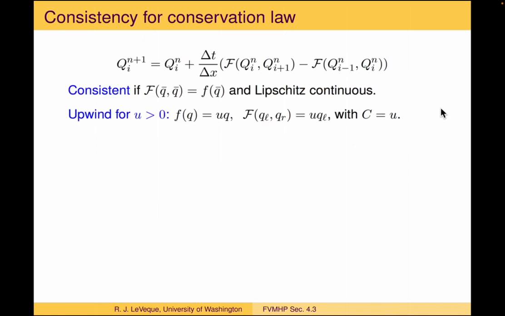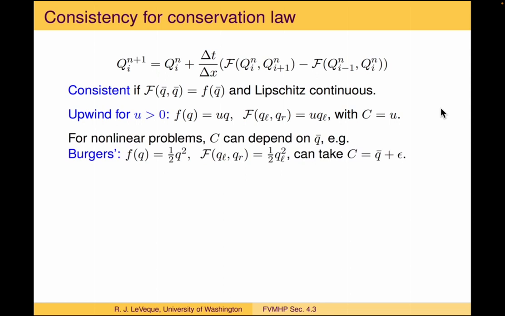Just a few other examples. Again, this is the general form of a conservation law with some numerical flux function script F. We just looked at the upwind method. For nonlinear problems, I just wanted to point out that this constant C that is used in defining what we mean by Lipschitz continuity can vary with q bar.